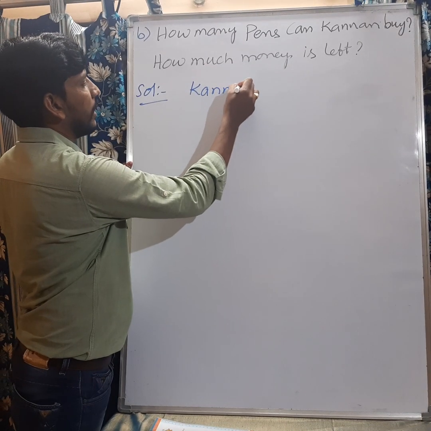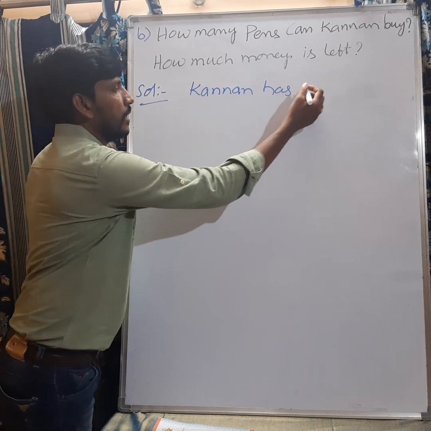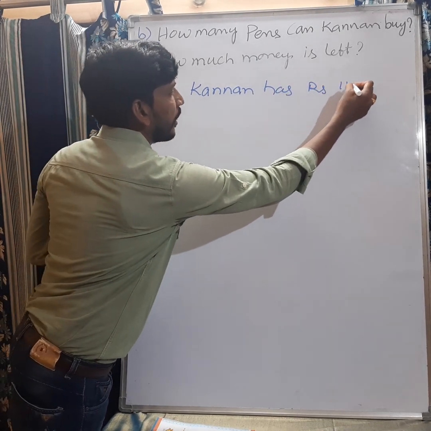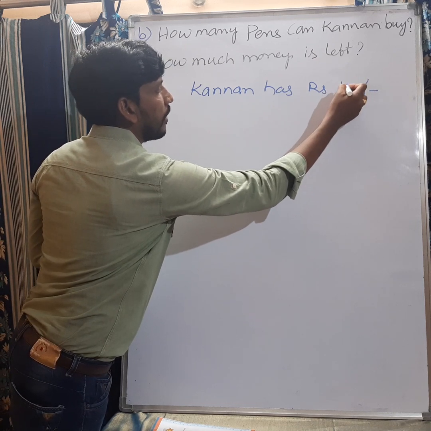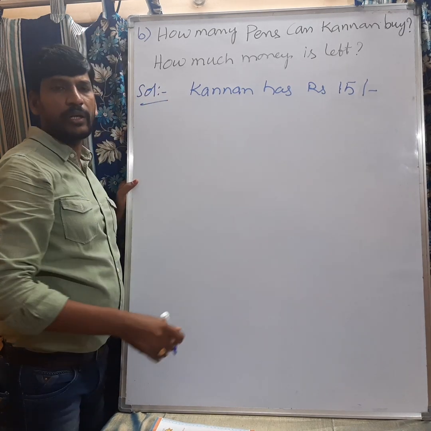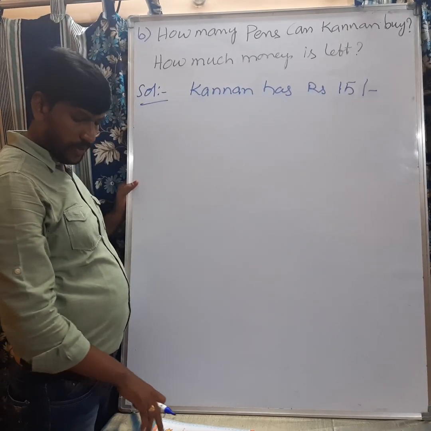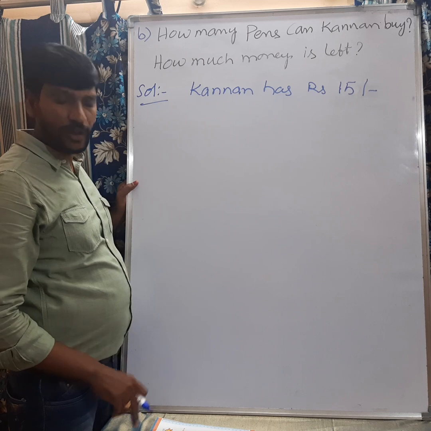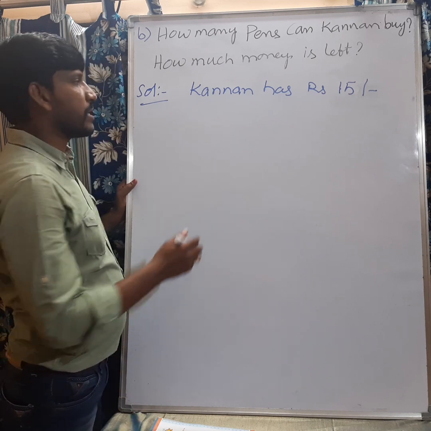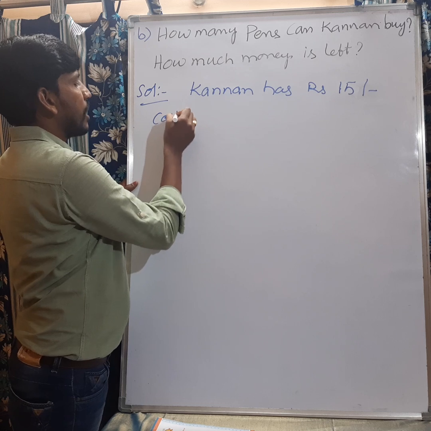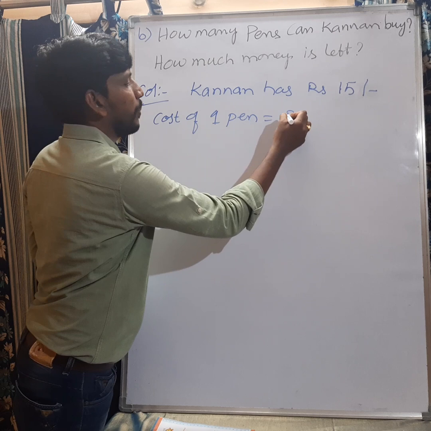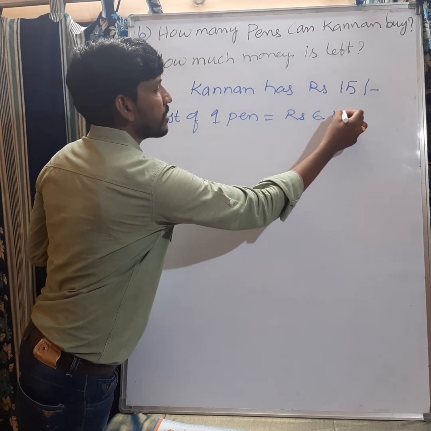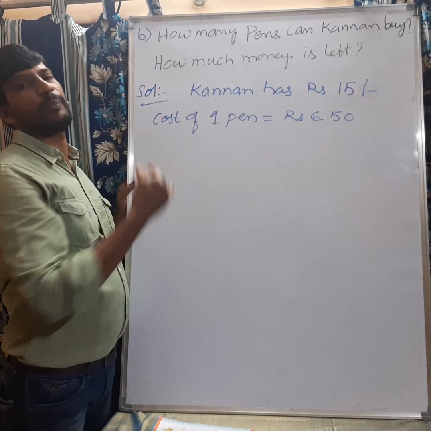Kannan has rupees 15. Now, what is the cost of a pen? You have to observe it from the price list. Observe everyone, at the market price list, page number 138. The cost of one pen is equal to how much? 6 rupees 50 paisa. The given cost of one pen is rupees 6.50.